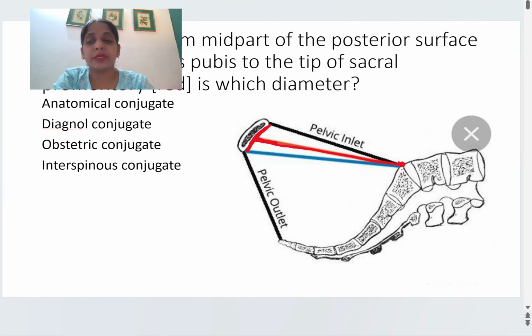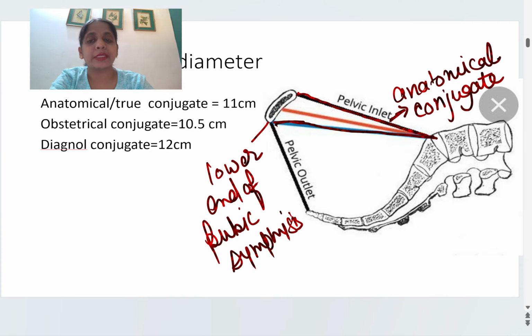The one which we can measure is known as the diagonal conjugate. This is from the lower part of the pubic symphysis to the tip of the sacral promontory. Why do we say it is diagonal? Because we put the finger diagonally. See, I am putting the finger diagonally, right? So this is known as the diagonal conjugate.